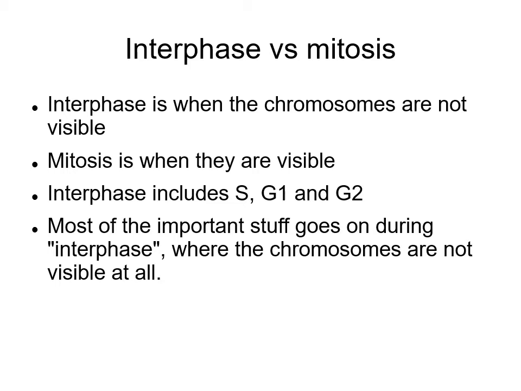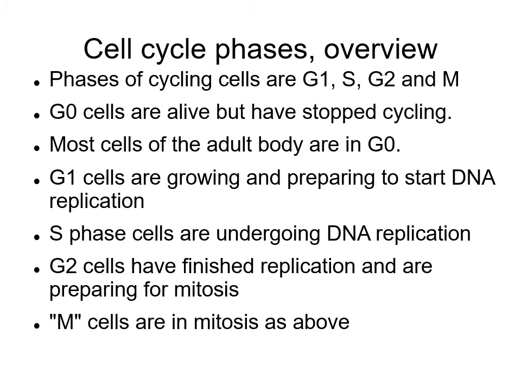Reiterating, interphase is when the chromosomes are not visible. Mitosis is when they are visible. And the interphase includes G1, S, and G2. Okay, most of the cells in the adult body are in G0, and the G1 cells are growing, preparing to start replication. And S phase cells are undergoing DNA replication. G2, they've finished replication and are preparing for mitosis. And the M cells are actually when the physical changes that you can see within the chromosomes are visible, and chromosomes are actually segregating from each other.